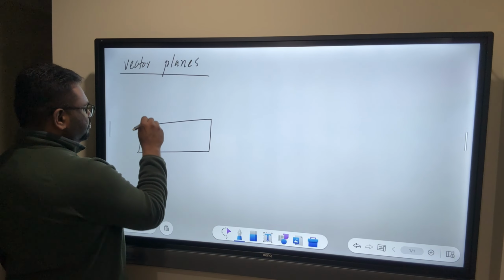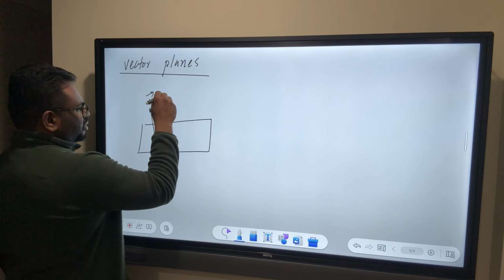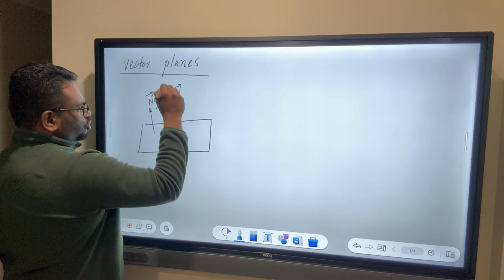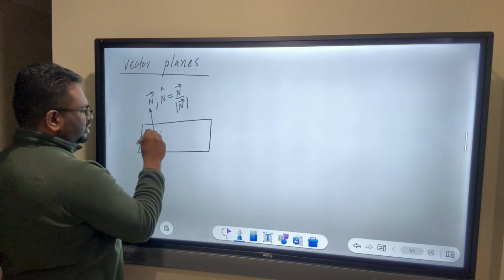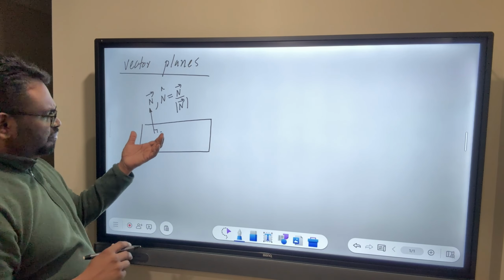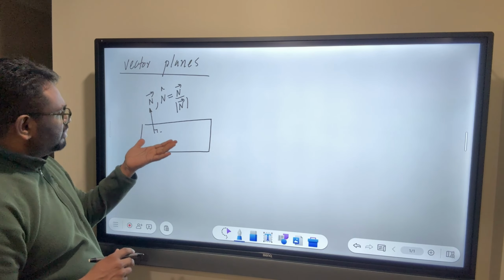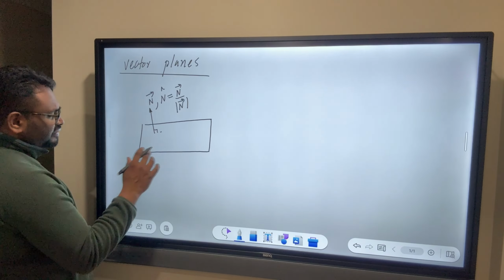So you make a normal vector, or you can make a unit normal vector, it doesn't matter, right? The unit normal vector is nothing but the normal vector divided by its magnitude. This is going to be 90 degrees. So when you have a plane, you give a directional sense to this plane, which is normal to that plane, then this becomes a vector plane. This is how we define a vector plane.